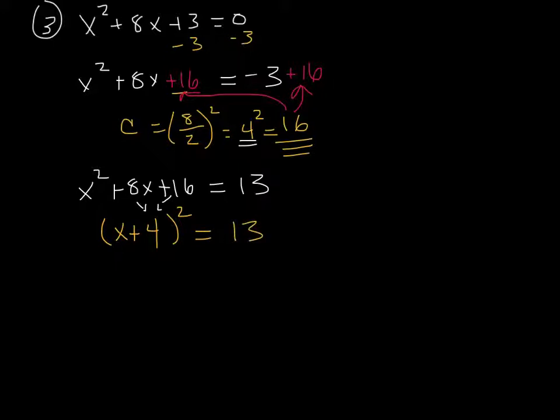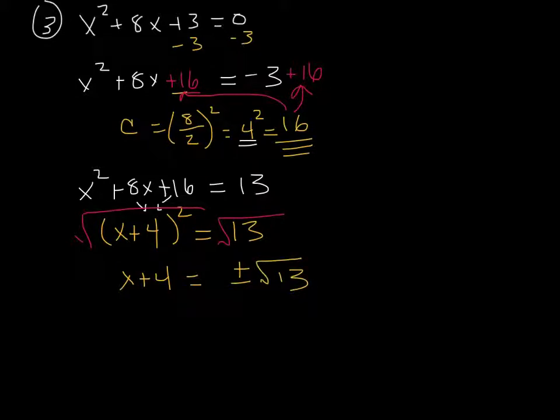Equals 13. Okay. So at this point, I've got a square all by itself, and I can leverage a square root. So I'm going to square root the left side, and I'm going to square root the right side. And so I'm left with x plus 4 equals plus or minus the square root of 13. X is almost by itself now. I just have to go minus 4, and x equals negative 4 plus or minus the square root of 13.